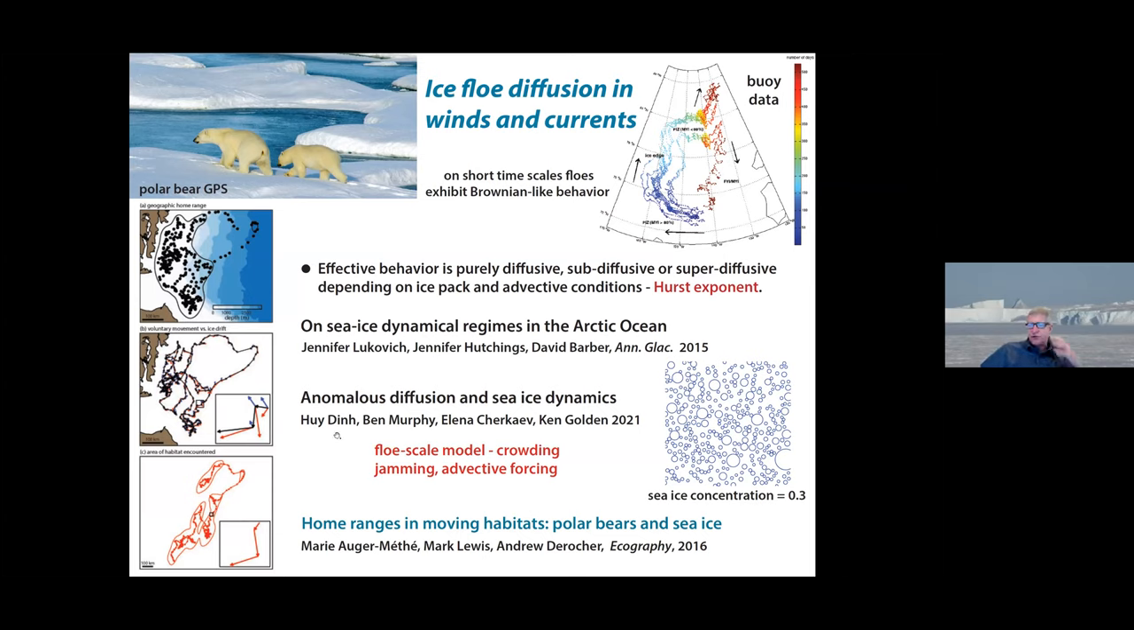So I had a PhD student who's now at Courant Institute develop a floe scale model of this and try to understand how this superdiffusion, subdiffusion, anomalous diffusion depends on crowding, jamming, and the advective forcing. And I should mention that there's a lot of really interesting studies on polar bears diffusing on the ice pack. And I have a freshman working on something like this right now about optimal foraging strategies for polar bears. But then the ice pack is diffusing as well. So it's like a double diffusion.